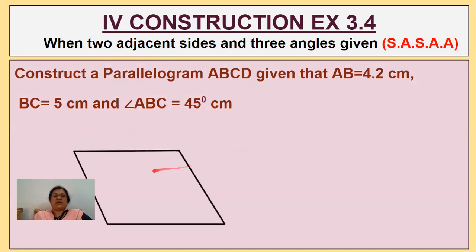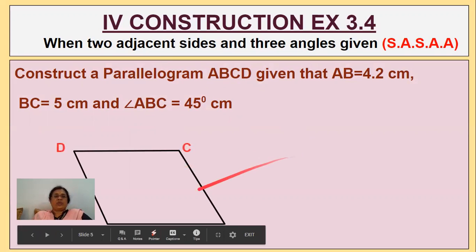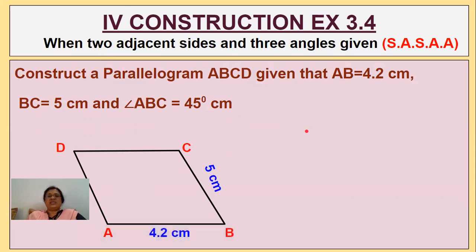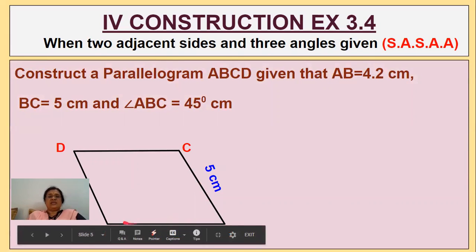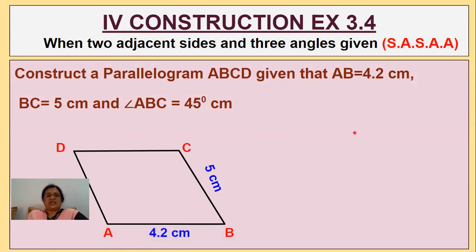So this is the parallelogram ABCD. In this, BC is given, that is 5 centimeters. AB is also given, that is 4.2 centimeters. Two sides are given, and those two sides are adjacent sides. Adjacent sides means, see here, AB is adjacent to BC. So we can say these two are adjacent sides, whereas CD is opposite to AB. So those two are opposite sides.